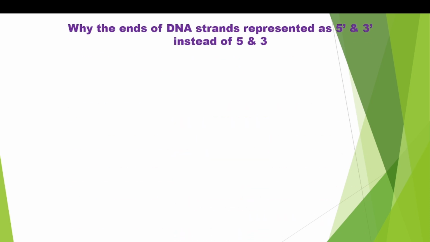Hi friends, today we are going to discuss one important concept about DNA, that is, why the ends of DNA strands are represented as 5 prime and 3 prime instead of 5 and 3.